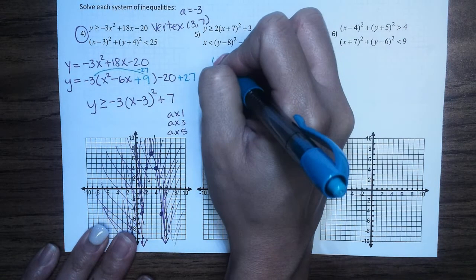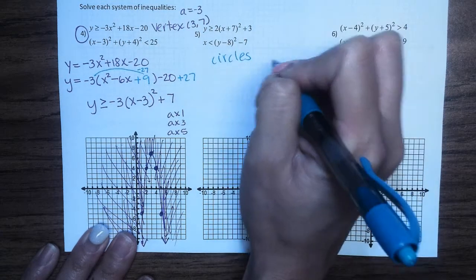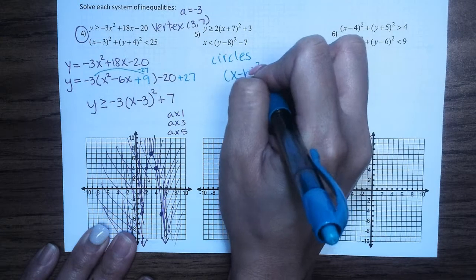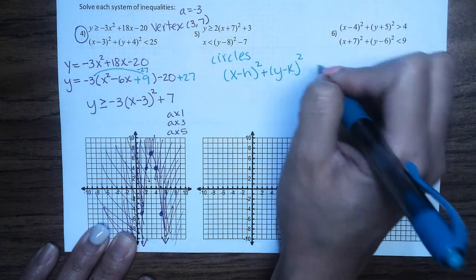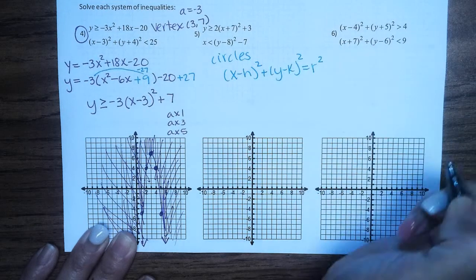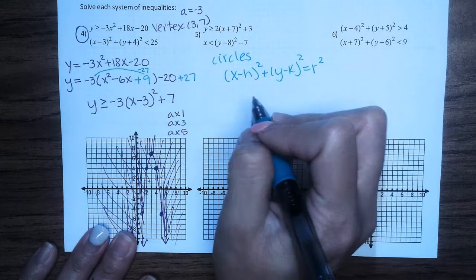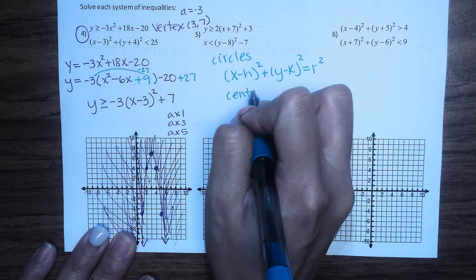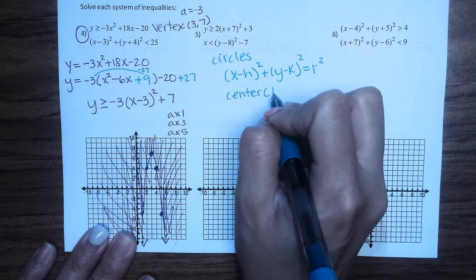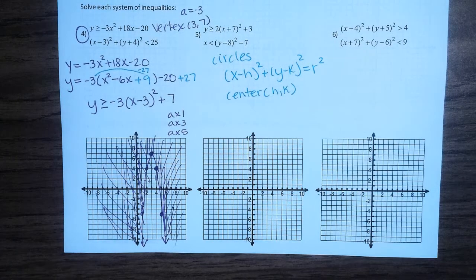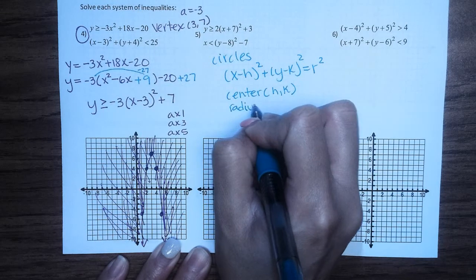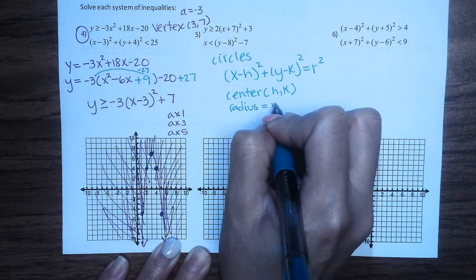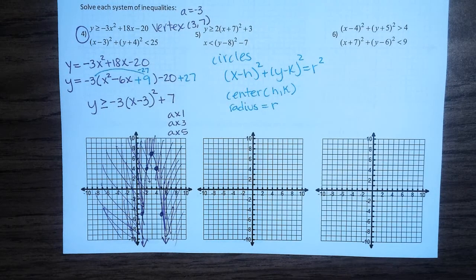For circles, it's x minus h squared plus y minus k squared equals the radius squared, and the center is always the h comma k, so you need to know where to graph the center, and the radius is always just the r. It's equal to r. So let's try that on example 4.